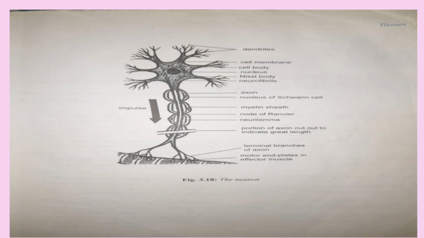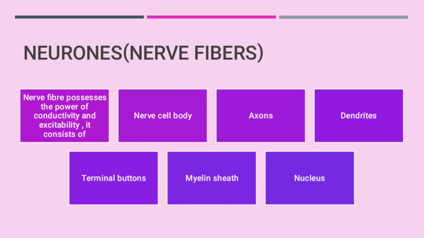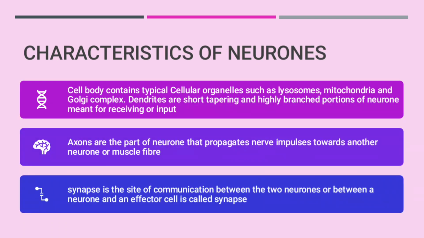fibers. So this is the structure of the neuron. The very basic structure of the neuron is shown. Neurons and nerve fibers possess the power of conductivity and excitability. A neuron also consists of the nerve cell body, axons, dendrites, terminal buttons, myelin sheath and nucleus. Study the proper structure of the neuron, that it involves axons, nucleus, dendrites, myelin sheath, and unmyelinated neurons. It plays a very important role in the transmission of nerve impulses.